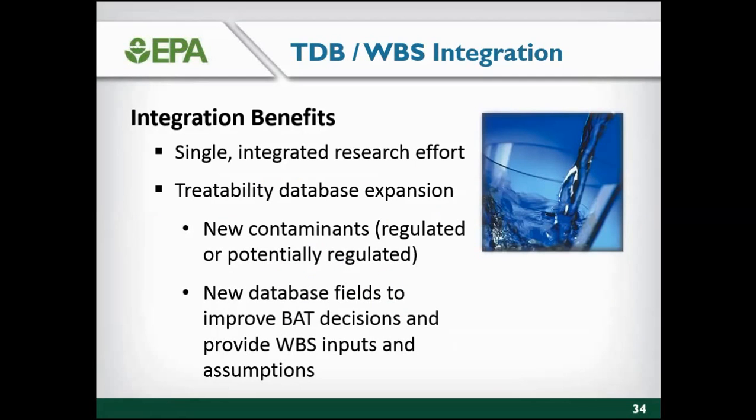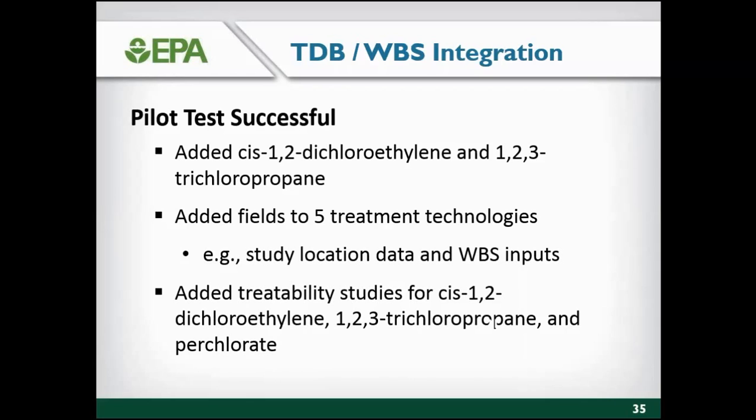So the benefits are, I think I just explained them, so we're looking to expand the database both in terms of new contaminants and the fields that we need to get them to talk to each other. We have pilot tested that with a number of different contaminants such as cis-1,2-dichloroethylene, 1,2,3-trichloropropane. We've added fields to the treatability database that are going to help us translate them to the cost models, and we've added even studies for various components, including perchlorate.